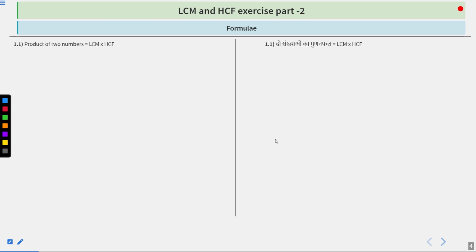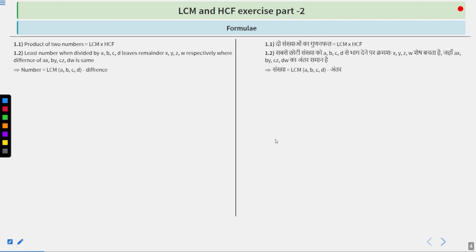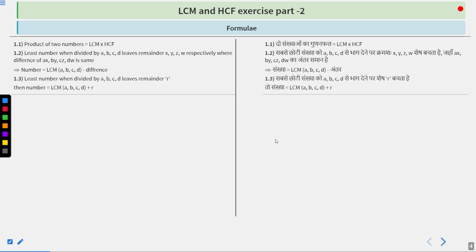Now, these are the formulas which we are going to use while solving the questions. That is, product of two numbers is equal to LCM into HCF. Least number when divided by A, B, C, and D leaves remainder X, Y, Z, and W respectively, where the difference of A-X, B-Y, C-Z, and D-W is the same. In that case, the number is equal to LCM of A, B, C, D minus the difference. And last one is that least number which when divided by A, B, C, D is leaving the remainder R, then the number is equal to LCM of A, B, C, D plus R. So these are the formulas.